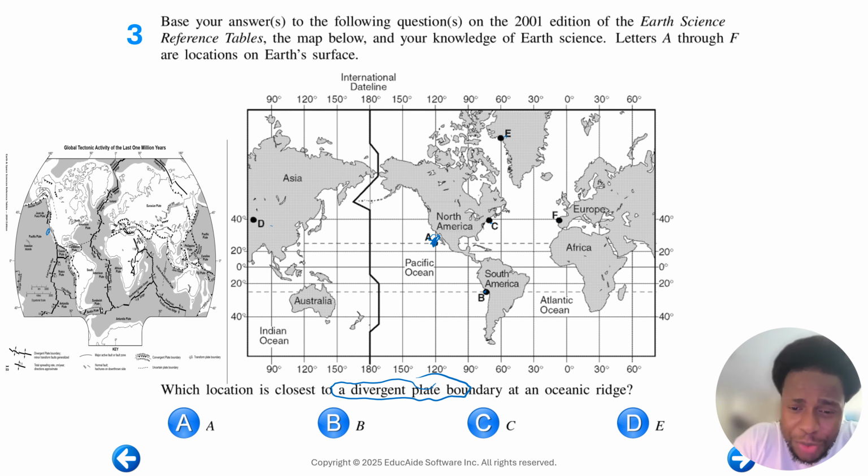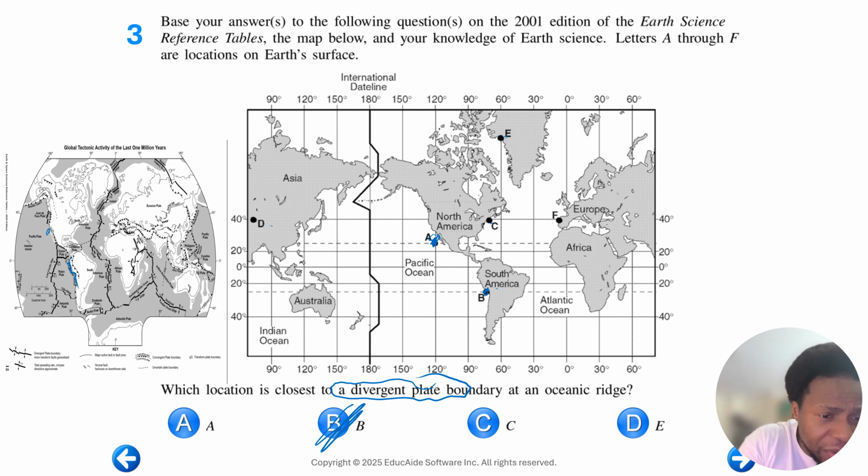Option B is right around here on the side of South America. So on the side of South America is a convergent plate boundary. Convergent, that is between the Nazca plate and South American plate. So we are looking for something that is divergent. So B is out.